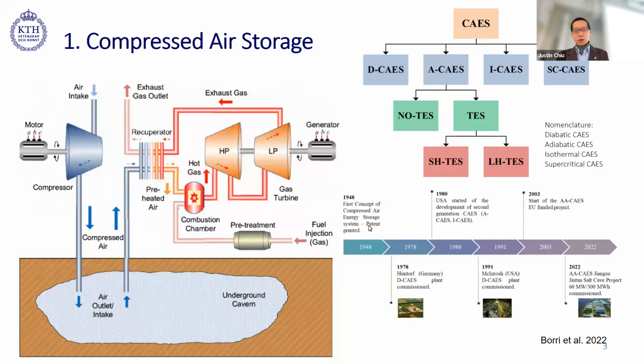The concept was started already in the 40s, and then in the 70s and 80s, we had the first large compressed air energy storage systems, and now there are a few more. The latest one was in Jiangsu in China, Jintan Salt Cave, where they had 60 megawatts of power and 300 megawatt hours, so 6 hours of storage capacity.